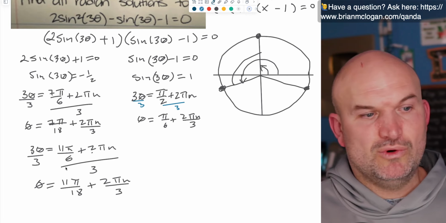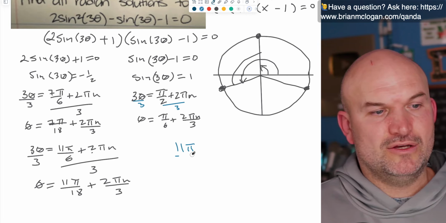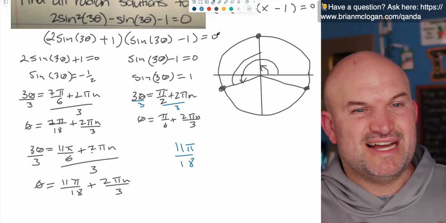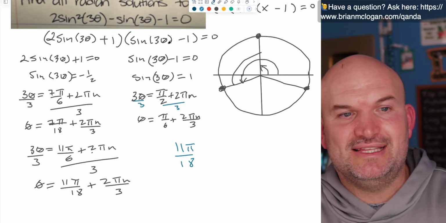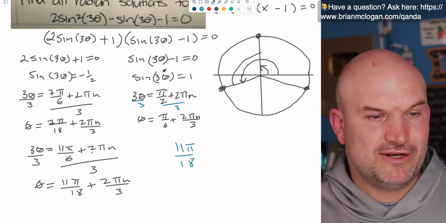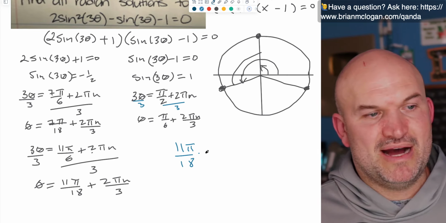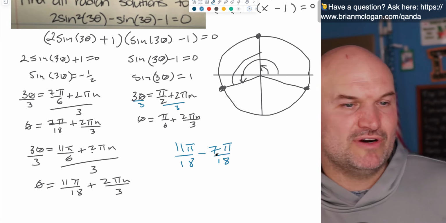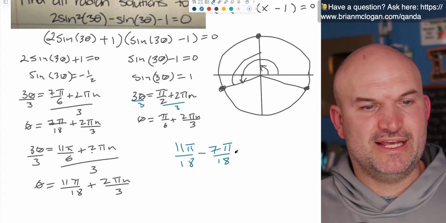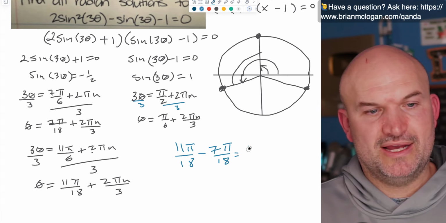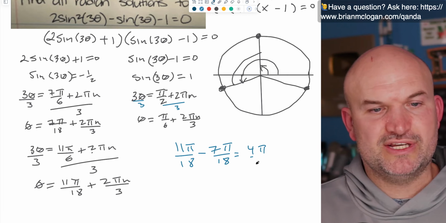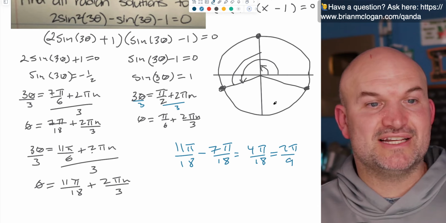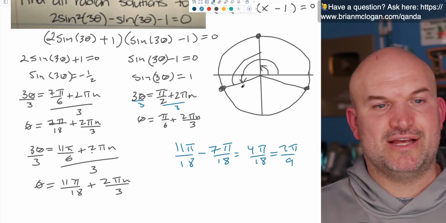So I'll just pick 2 of them. What about we take 11 pi over 18? You have to use the divided by 3 angle, not this original angle, right? Because these are not the answers. You had to take these answers, then divide by 3. That's how you got your answer. So I'll do 11 pi over 18 minus 7 pi over 18. Let's find the difference between these. And what you're going to get is 4 pi over 18, which reduces to 2 pi over 9. Okay, so that is going to be the equidistant spacing between each of these angles.